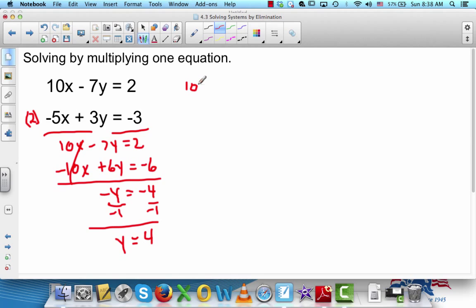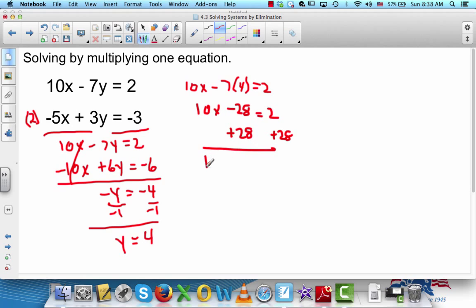We come back up here and we go 10x minus 7, and y is 4, equals 2. Alright, that gives us 10x minus 28 equals 2, plus 28 on both sides, and that gives us 10x equals 30. Divide by 10 on both sides, and that gives us x equals 3.